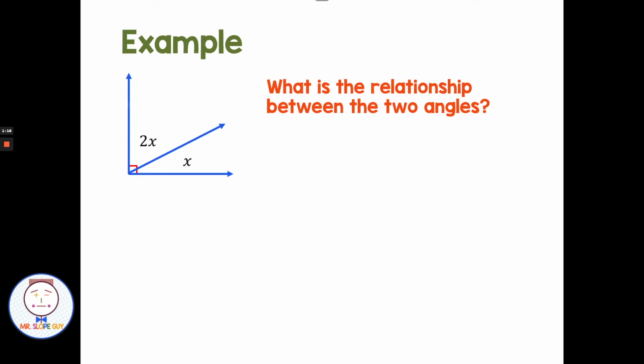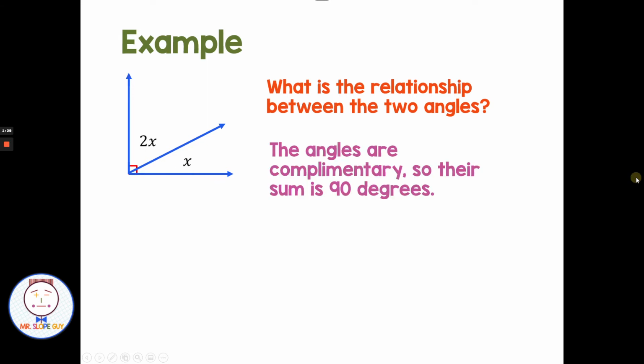In this diagram we have 2x for one angle and x for the other, and it makes a complementary angle. We see that little 90-degree box. We know that the relationship between these two angles is they are complementary angles. Angles are complementary, so their sum is 90 degrees, and that's where we can get our equation from. I can take 2x plus x and equal 90.